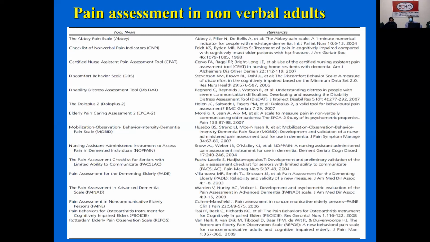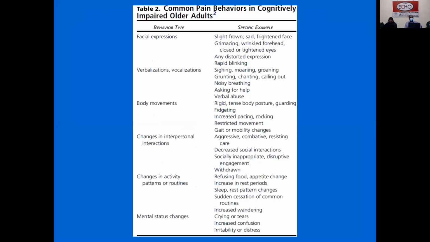In addition to this, there are hundreds of types of scales which have to be used in specific situations. I have given you some scales which you can read. In non-verbal patients, especially those with cognitive impairment, we mainly look at facial expression, how they are vocalizing, changes in body movements and interpersonal interactions, changes in activity, and mental status. These non-verbal things are usually incorporated into pain scales.